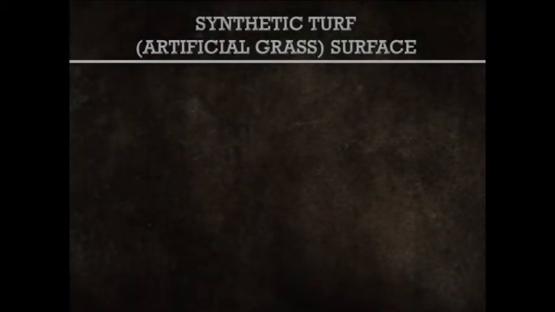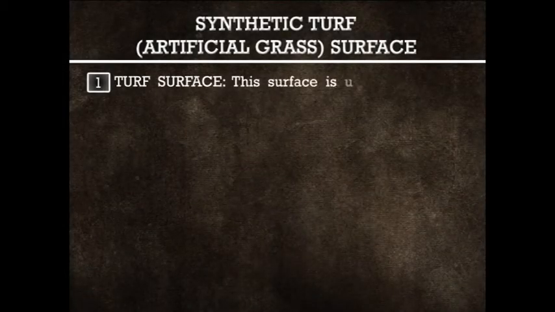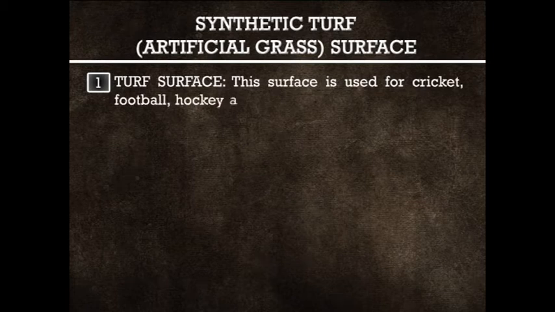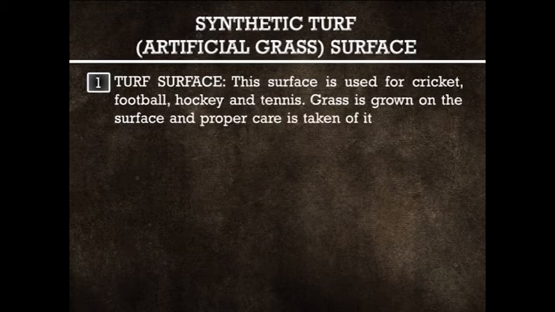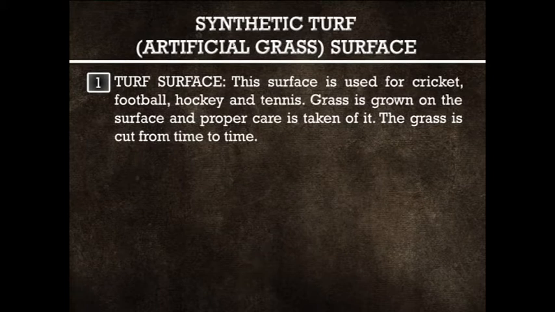This type of surface has many advantages and should be carefully considered by educational institutions. It is particularly valuable when outdoor space is at a premium since it can be used on an around-the-clock basis for many different activities, even during severe weather conditions. 1. Turf surface. This surface is used for cricket, football, hockey and tennis. Grass is grown on the surface and proper care is taken of it. The grass is cut from time to time.